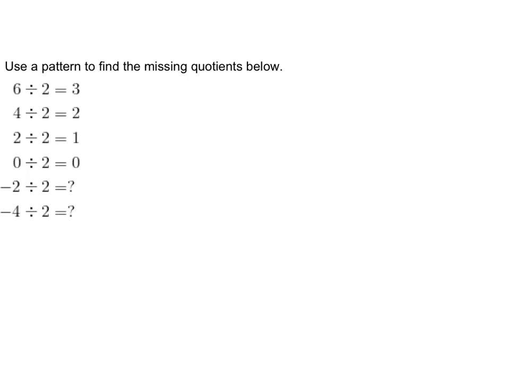So if you'll notice with these, we're dividing by 2 every time. Okay, so we're taking 6 divided by 2 and get 3, 4 divided by 2 to get 2, 2 divided by 2 to get 1. You'll notice we're subtracting 1 every time. So if I wanted to know negative 2 divided by 2, I would subtract 1 from 0 and get a negative 1. And then if I wanted to do negative 4 divided by 2, I'd subtract 1 from negative 1 and get a negative 2.